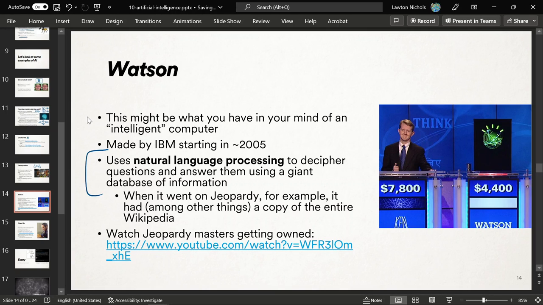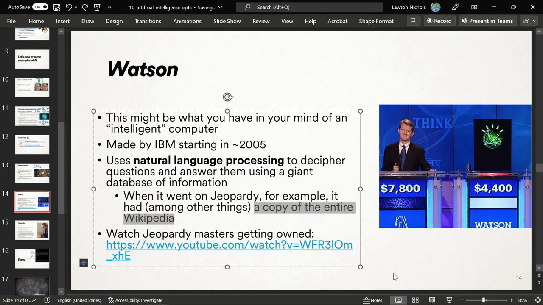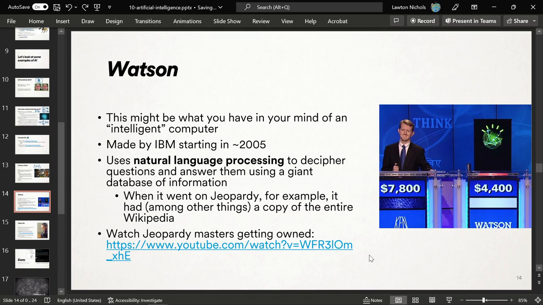It figures out what the question was, and it searches its offline database of so many things. So when Watson went on Jeopardy, it had all of Wikipedia on it. It was able to search through it in the blink of an eye. Much better than a human could, right? You can't memorize all of Wikipedia, but Watson could. And then it knows how to speak, it knows how to parse a sentence, it knows how to answer in the proper Jeopardy format, all that kind of stuff.